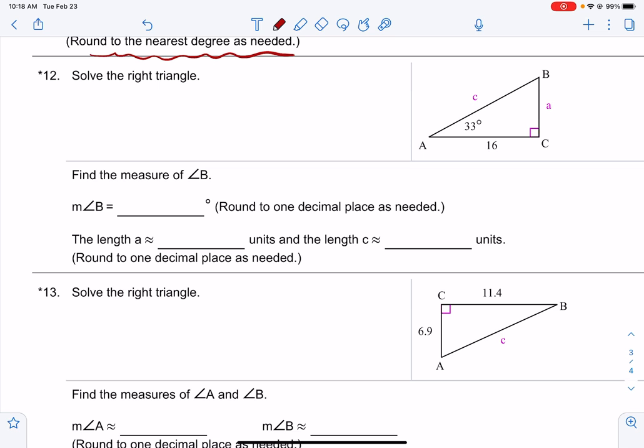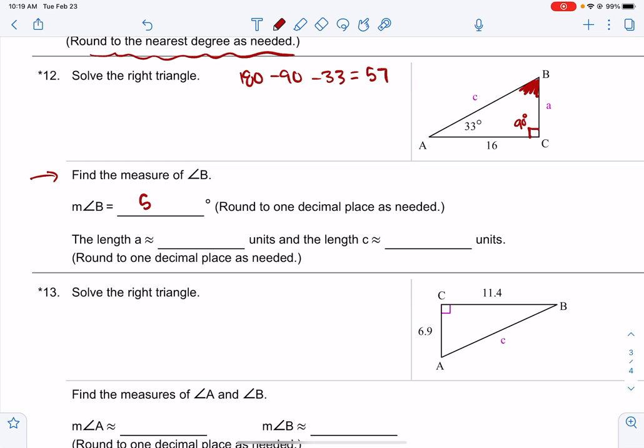And it kind of gives you a hint what's the easiest thing to do first, because look at what it tells me to do first. Find the measure of angle B. So I'm looking for this angle first. Well, I know that the angles of a triangle add up to 180 degrees. And this right here is already 90 degrees. And A is 33 degrees. So all I have to do to figure out the last angle is 180 minus 90 minus 33. And that's going to give me my angle, which becomes 57?